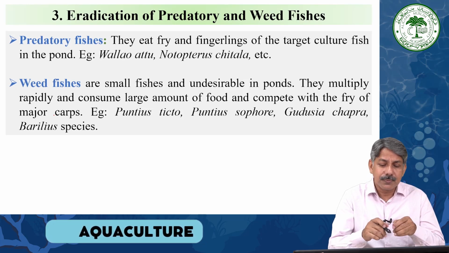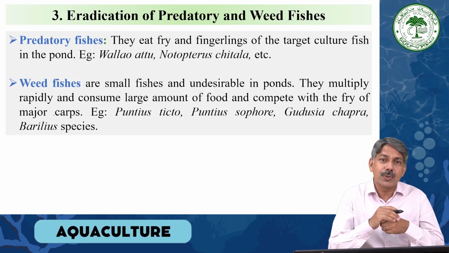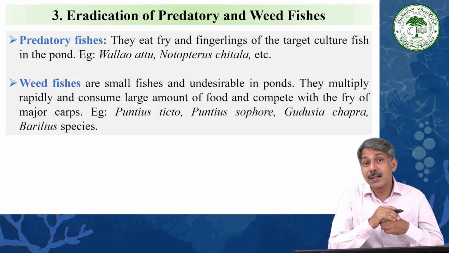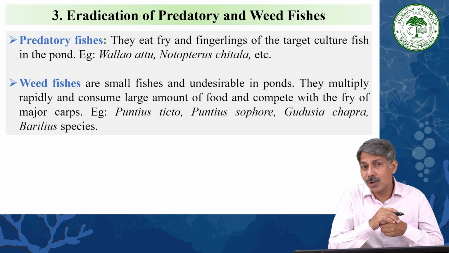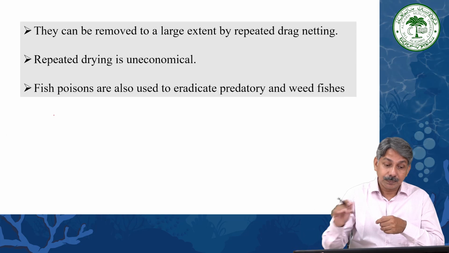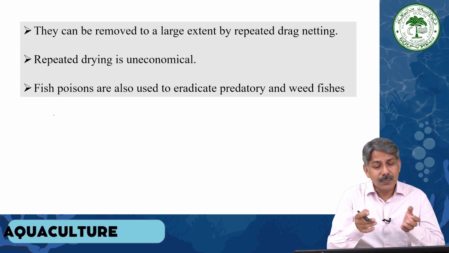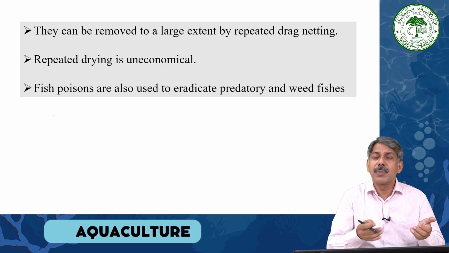And if there are certain undesirable weed fishes, very small fishes, they do not fetch you a good price in the market, but they are breeding in the pond, occupying the area, and consuming the food which you offer to your fishes. So ultimately that will make your entire fish culture system very unprofitable and unsustainable. So you have to get rid of these predatory as well as weed fishes. They can be removed through drag netting, or there are other methods also.